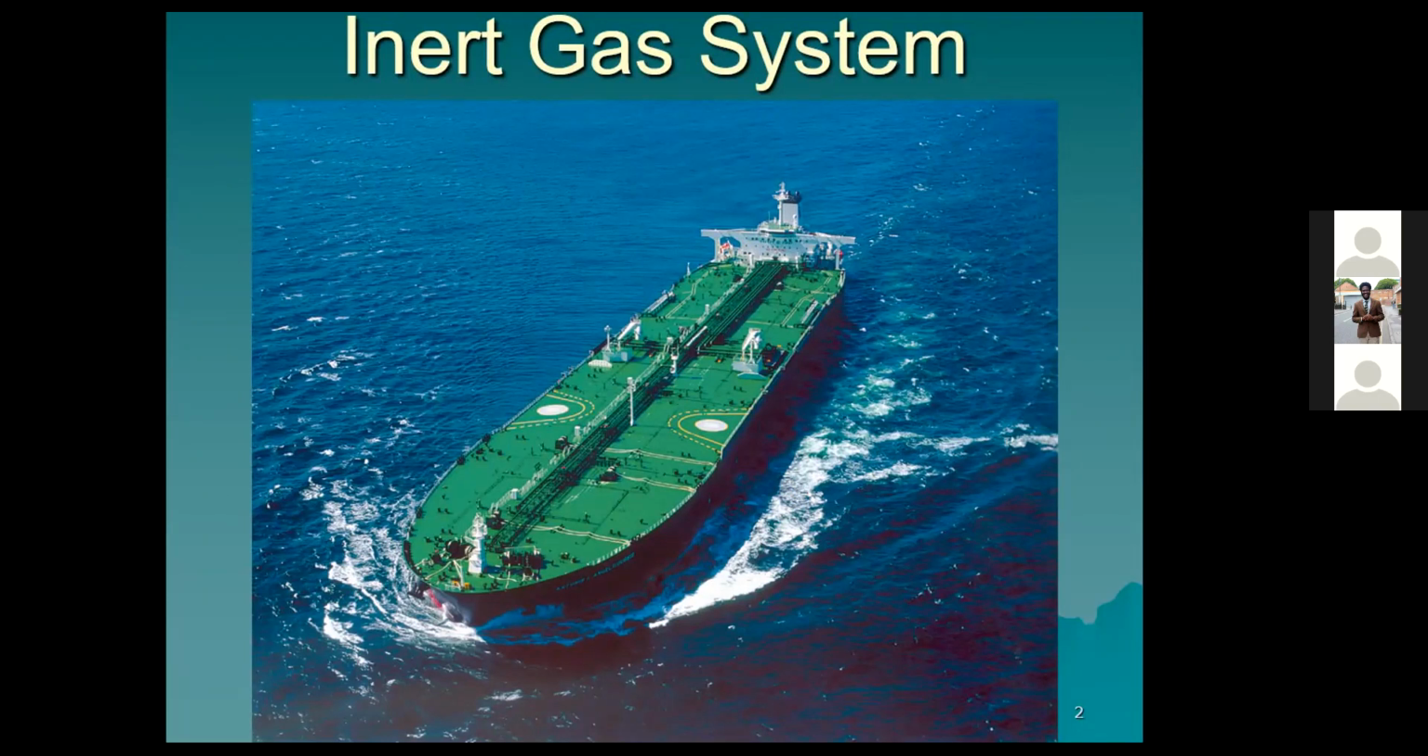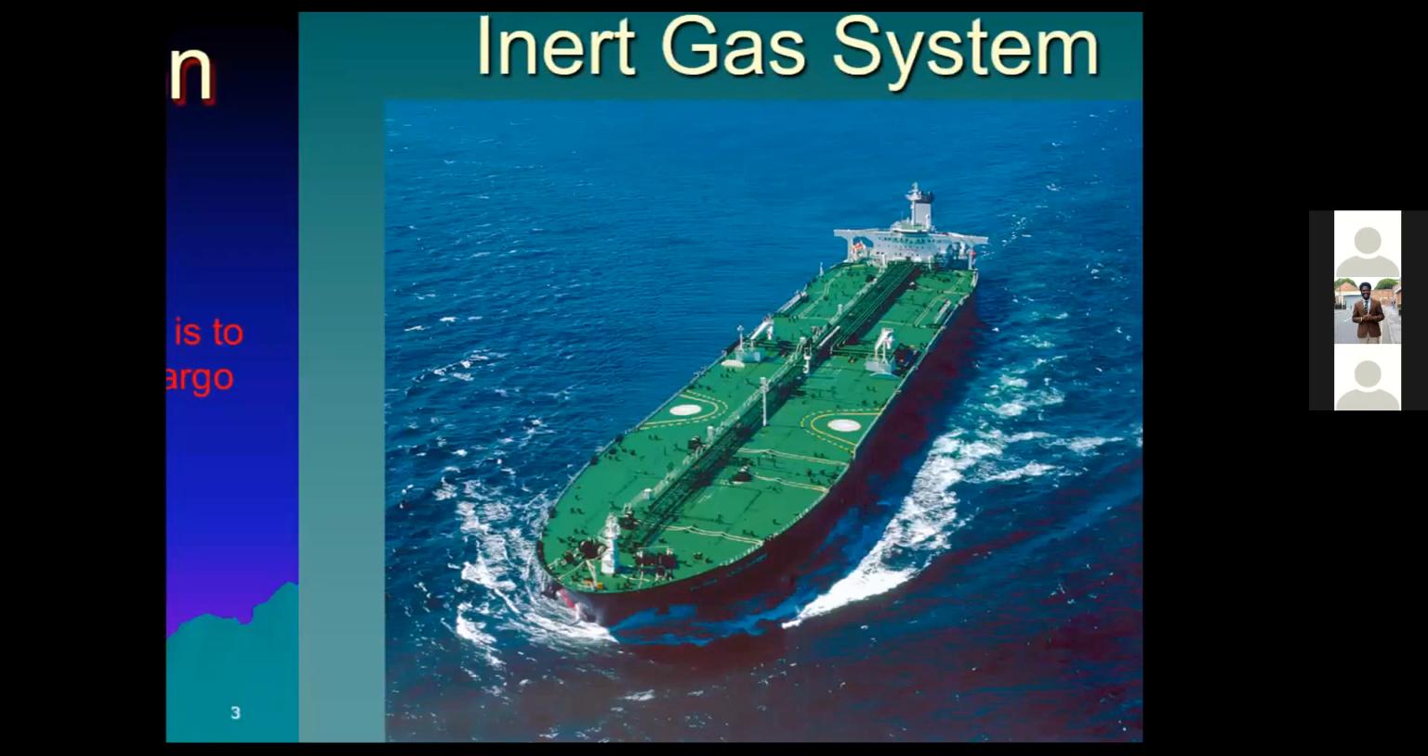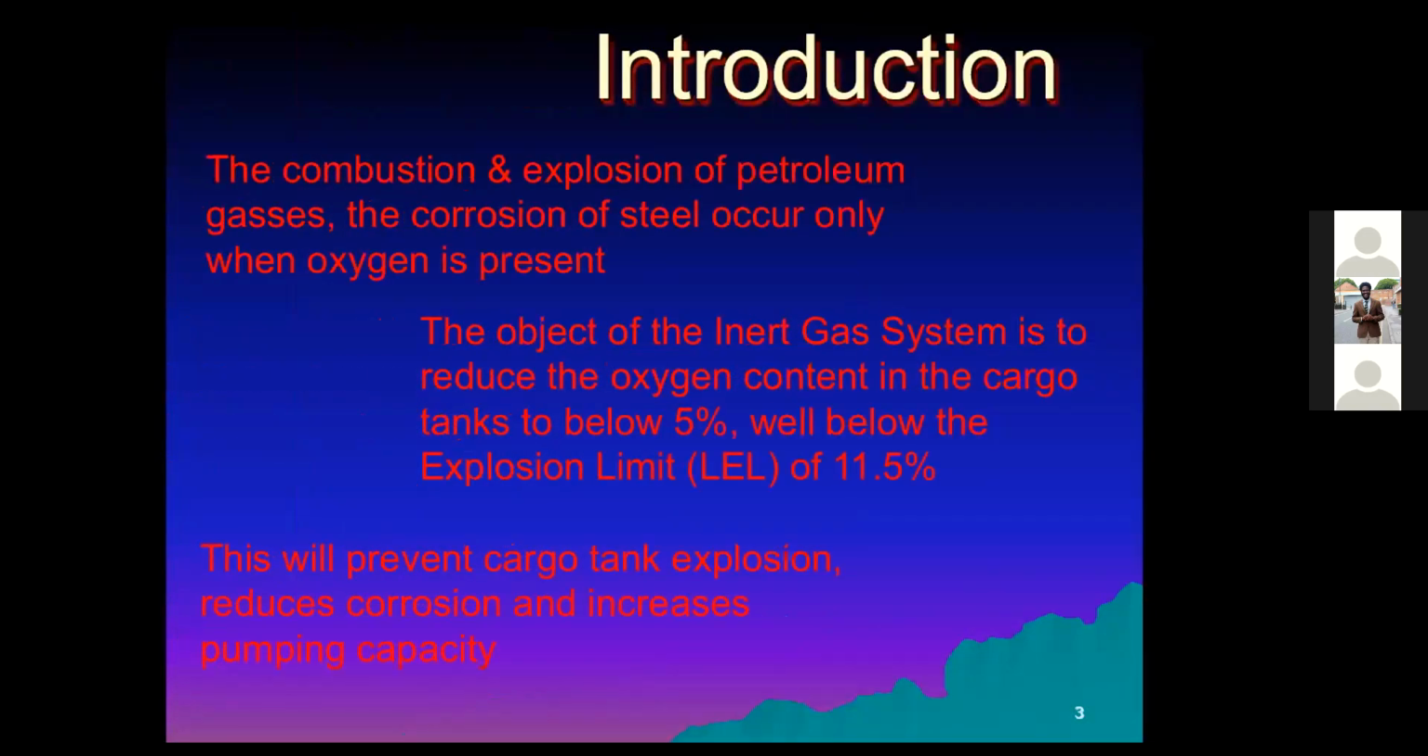the three things must be present. You must have sufficient fuel, which is so, but inert gas is put as a safety precaution on the ship to prevent explosion. That is the basic functionality of inert gas. So generally, it avoids combustion and explosion of petroleum gases when they meet with steel. And the objective of inert gas is to reduce the oxygen content level in the cargo tank below 5%, as well as the lower explosive limit below 11.5%. So if we do that, it's going to prevent tank explosion.